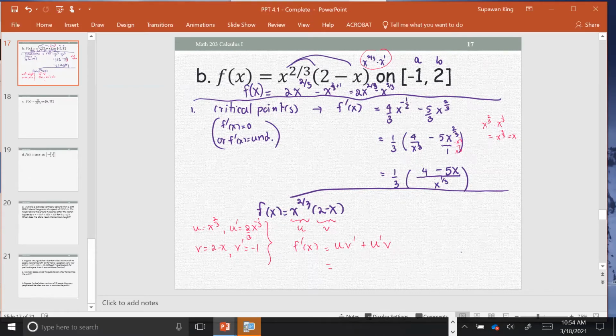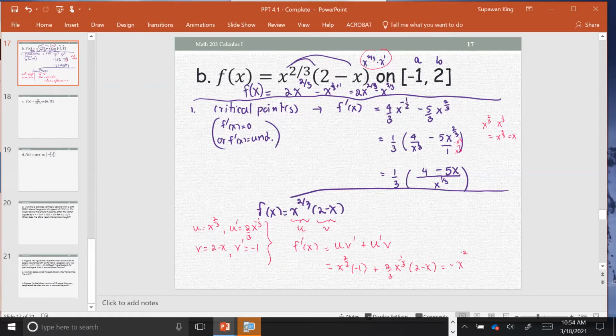The u is x to the 2/3. The v prime is negative 1. U prime is 2/3 x to the negative 1/3 and multiply by v, which is 2 minus x. Again, both of them still have algebra going on when you don't deal with the polynomial function. Just be prepared. And this is a similar case to the previous one that has a negative power. Just rewrite it in a better form.